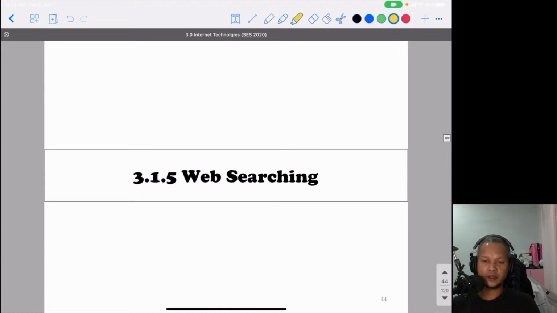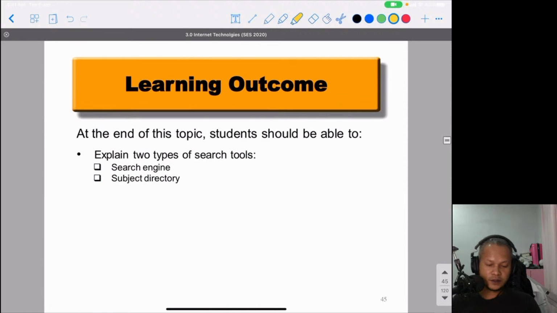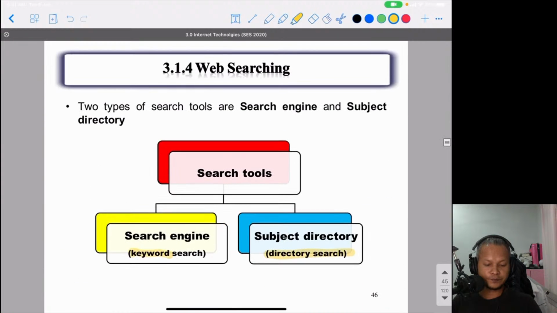Okay, and then web searching has 2 types: a search engine and a subject directory. Search engine is very easy because you need to use a keyword, but for the subject directory you need to use a directory. You cannot use text to search for something. You need to scroll down and find the correct directory you want.